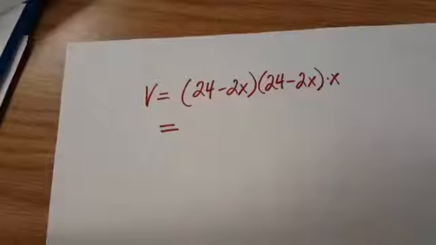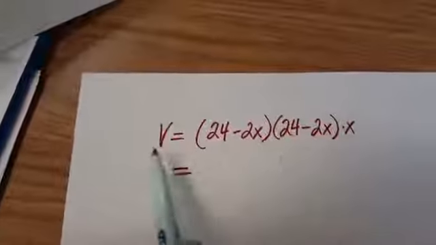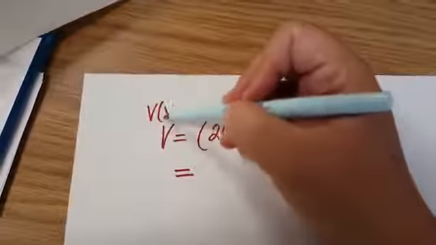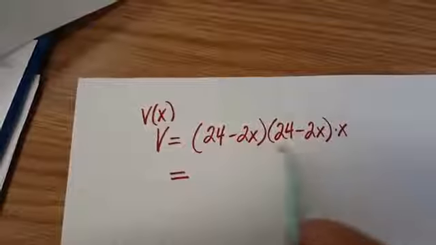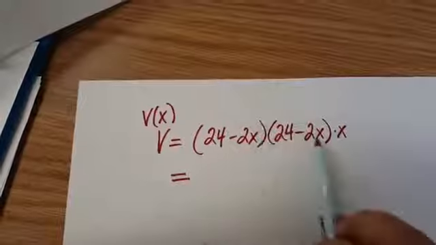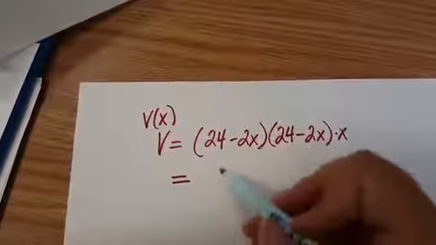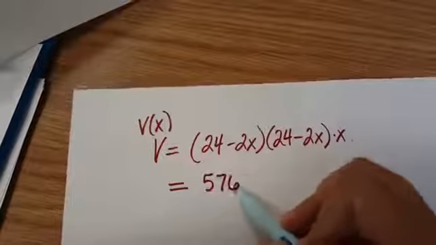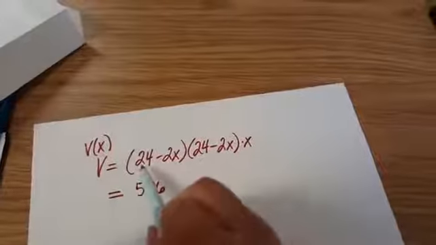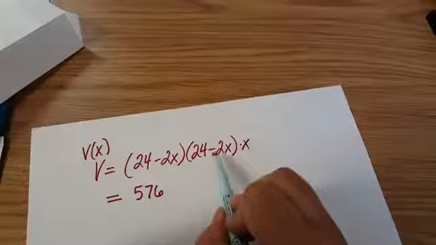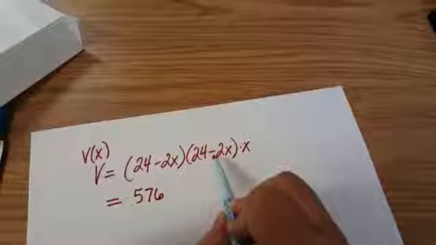So this is my function. This is the volume function. I could write that as V of X instead of just V. Okay, and now I'm going to start simplifying it. I'm going to go ahead and do FOIL for these two binomials. So 24 times 24 is, I believe, 576. And then you're going to do minus 24 times 2X, which is negative 48X.